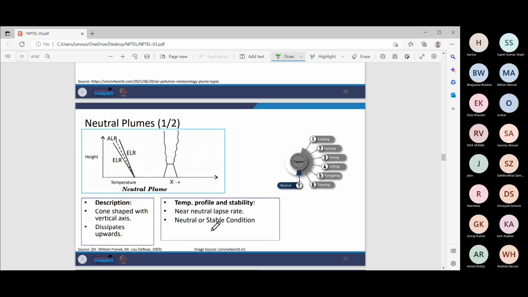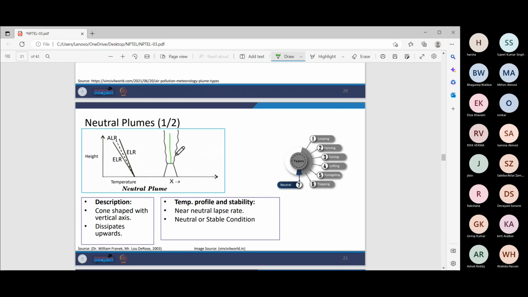Next one is the neutral plume. Here, the temperature profile and stability is the near neutral lapse rate, and thus there will be a vertical axis. The cone shape with a vertical axis is there, and this plume dissipates upwards.